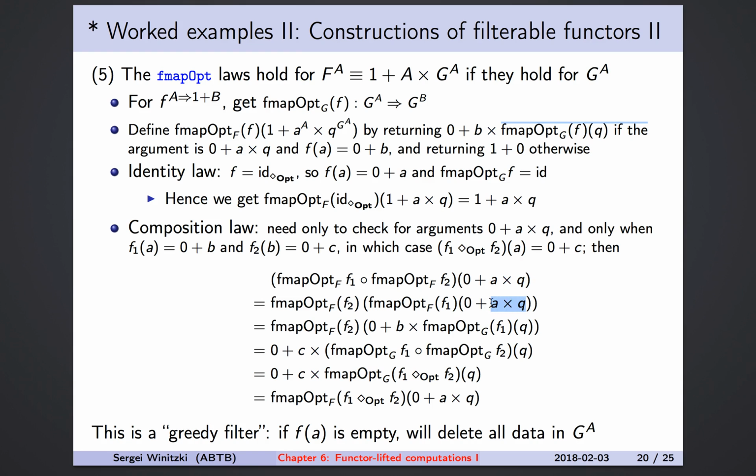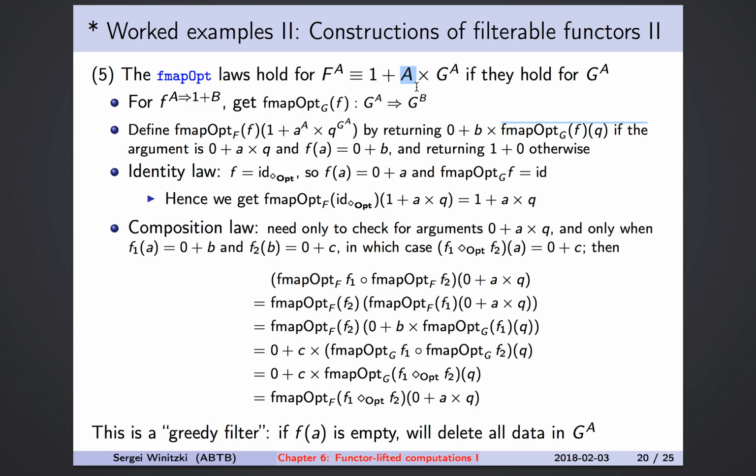fmapOpt of this is by definition that, and we again apply fmapOpt, and we again have some C, which we assume that everything is in the right-hand side. Then we have composition of fmapOpts in the G filterable functor, and that has its own law, so we transform it like this, and finally we get the fmapOpt for f from the composition of the functions on the right side of the disjunction.